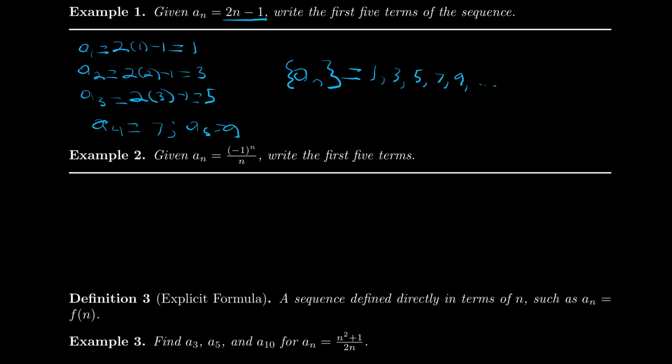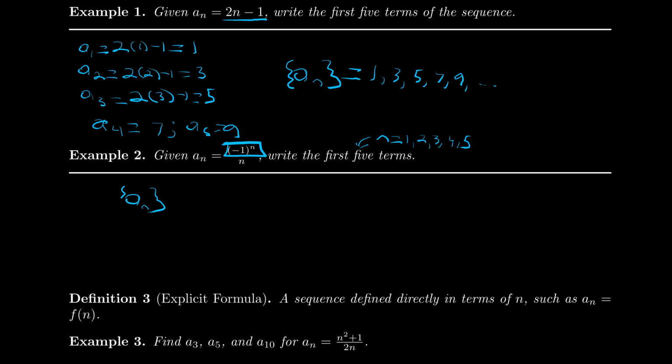Now, if a sub n is negative 1 to the n over n, I want to write the first 5 terms of that. It's the same thing. I'm going to plug in n equals 1, 2, 3, 4, 5. This negative 1 to the n thing has a special name. It's called an alternator, and you'll see why in just a second. So it works like this. I'm going to write the first few terms of a sub n out like this.